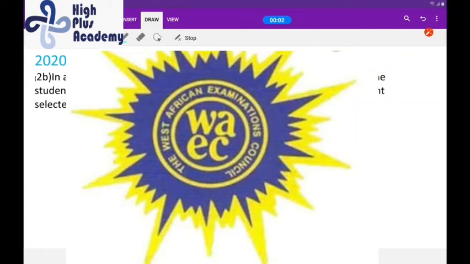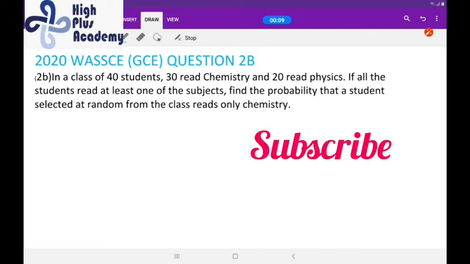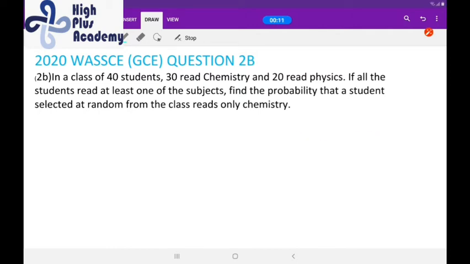Hello everyone, we have started a series of solving 2020 WASSCE questions, the GC series, where we are now in question 2B. The question says, in a class of 40 students, 30 read chemistry and 20 read physics. If all the students read at least one of the subjects, find the probability that a student selected at random from the class reads only chemistry.